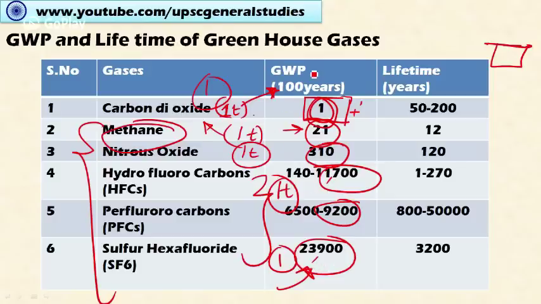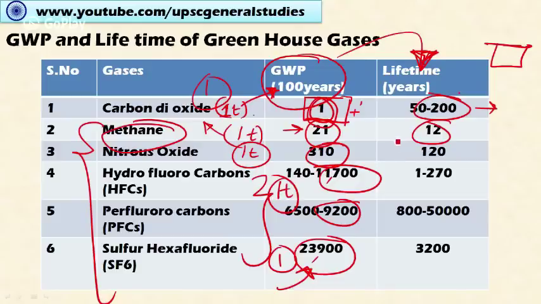This global warming potential, when seen in conjunction with the lifetime of that gas, shows the real picture of the potential of that gas to cause global warming. For example, carbon dioxide once released into the atmosphere can stay for 50 to 200 years. Methane stays only 12 years. So even though the global warming potential of methane is 21 times that of carbon dioxide, it remains in the atmosphere for only 12 years, but carbon dioxide remains for 200 years.